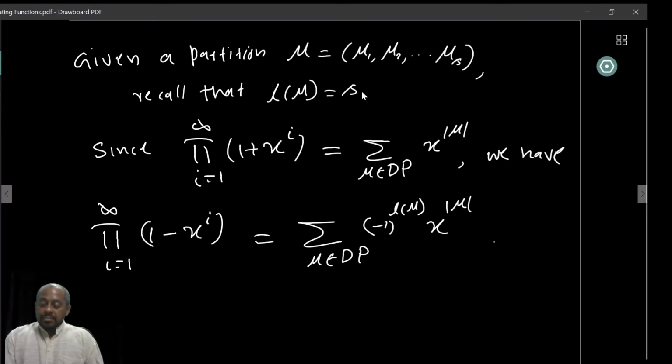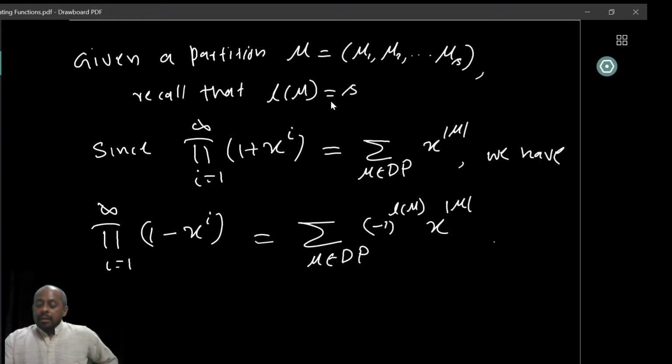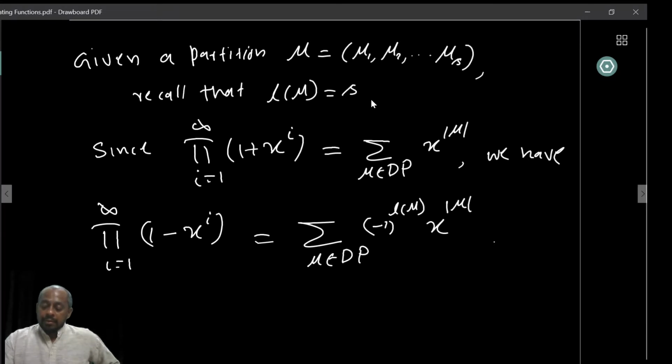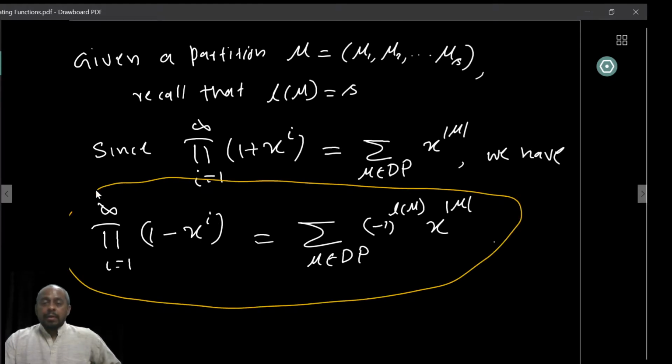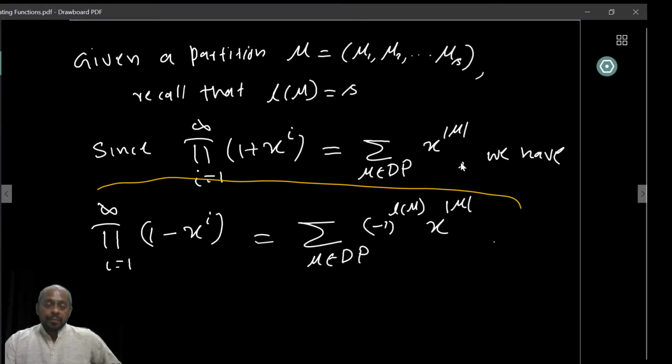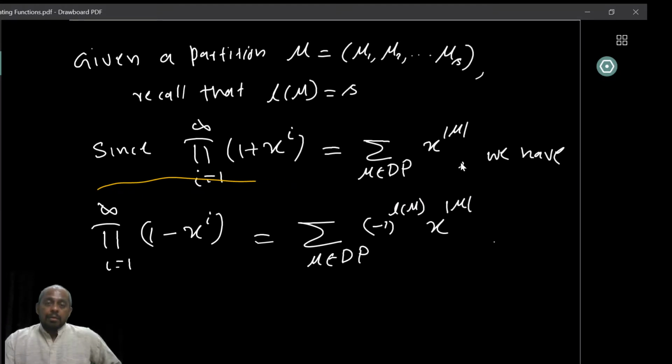Because from each of the terms in the summation, I am basically taking out the minus 1. So therefore, what I am getting is that this is equal to summation over all mu in dp of minus 1 raised to length of mu, x raised to area of mu. Right? So this is clear. So product of 1 minus x raised to i is summation over mu in dp of minus 1 raised to L of mu, x raised to area of mu.